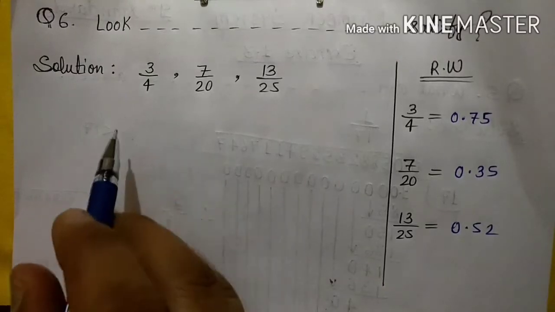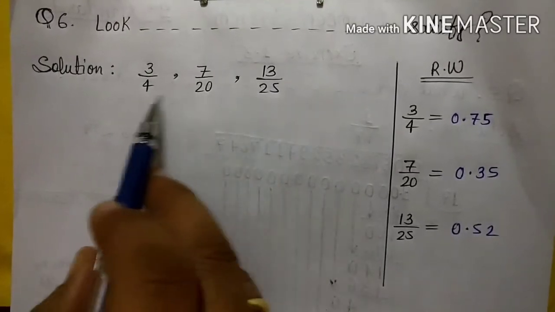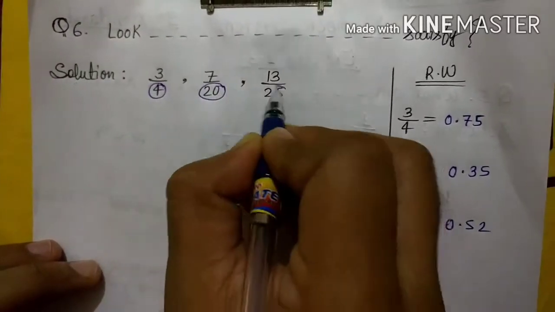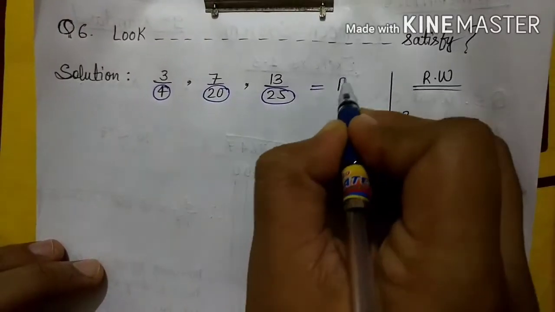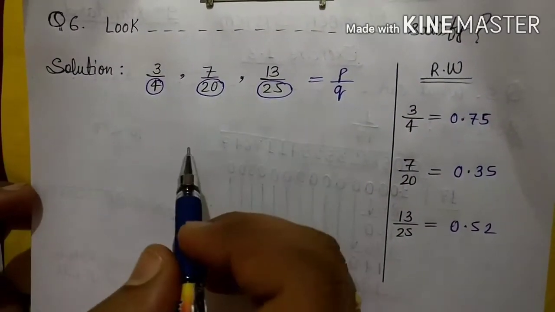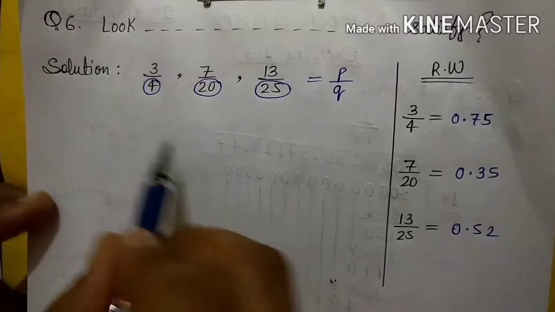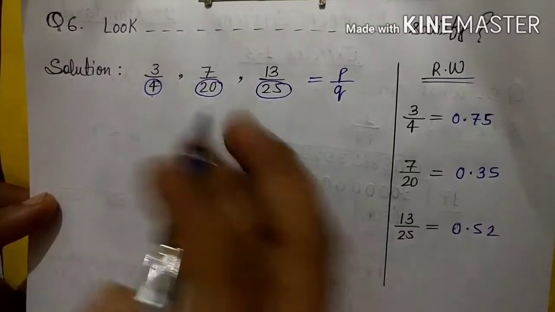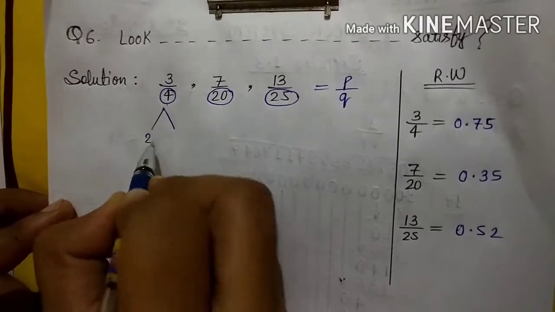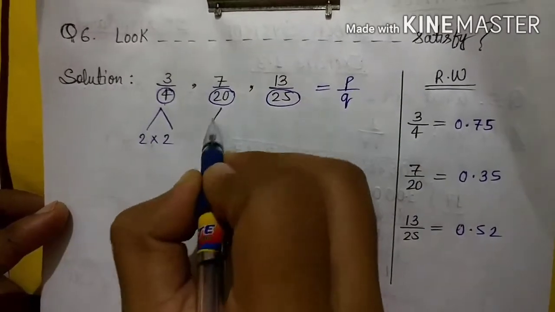Now if you look at these numbers, just check the q. What is q here? Q means denominator, because they are all in the form of p upon q. And in the question they have said that you have to check which property q is satisfying. So q means 4, 20, 25. If we check 4, what are the factors of 4? The factors of 4 are 2 into 2. Okay, what are the factors of 20?